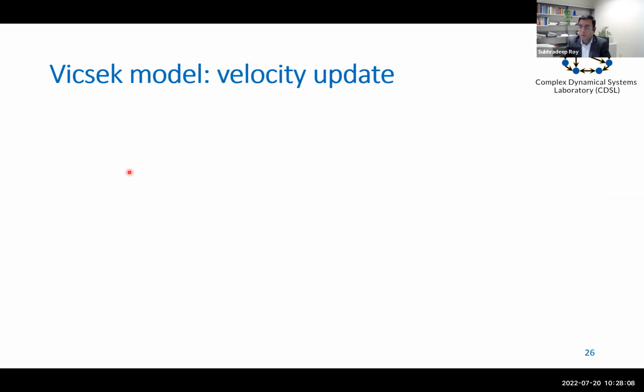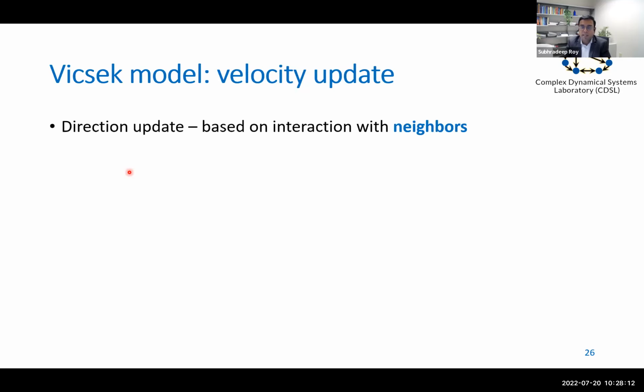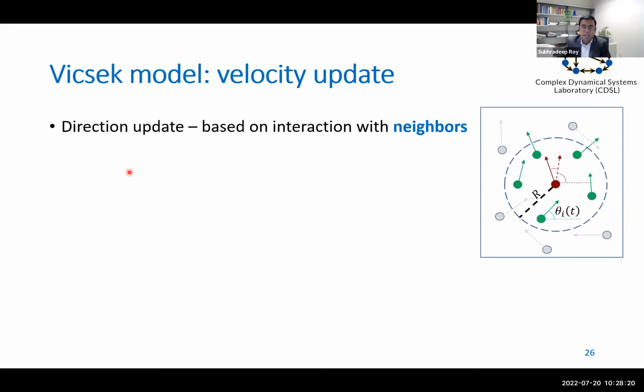Now, the interesting part: how the velocities are updated. The velocity update is interesting because that's where the interactions occur. Interactions occur based on how individuals interact with neighbors. So who are neighbors? Let me define neighbors over here. Let's consider this red particle, which is our agent j. We're going to draw a circle around it of radius r. All the particles that reside within this circular region are its neighbors.